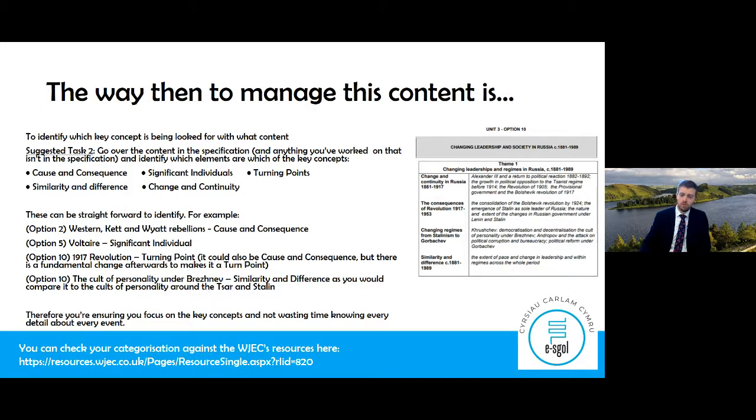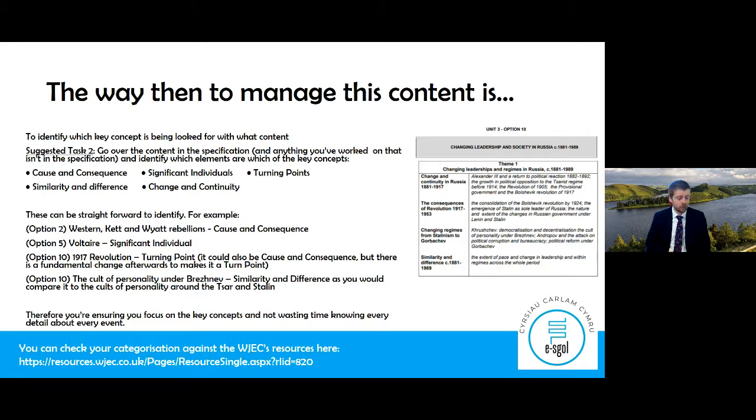So from option 2, right, I know I've got option 10 here, we'll see it in a second, but option 2, there's specific reference in this specification to the Western Rebellion, the Kett Rebellion, and the Wyatt Rebellion. Now they fall into cause and consequence. That's not about an individual, right? It's not about similarity and difference, it's about cause and consequence. What were the causes of these rebellions? What were the consequences of these rebellions? And by focusing on that, you can manage this content.